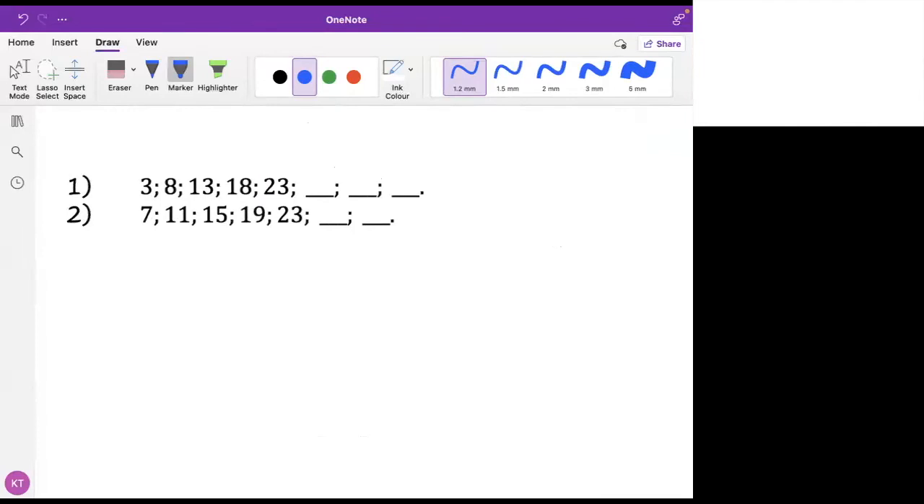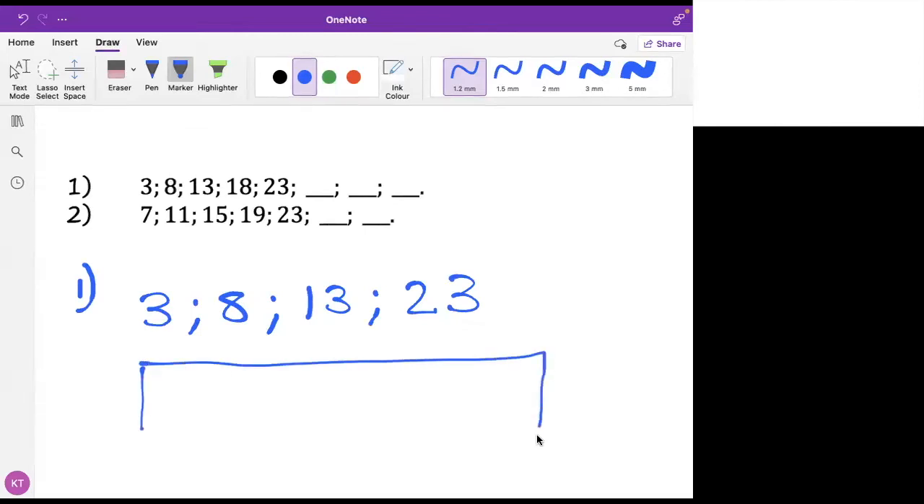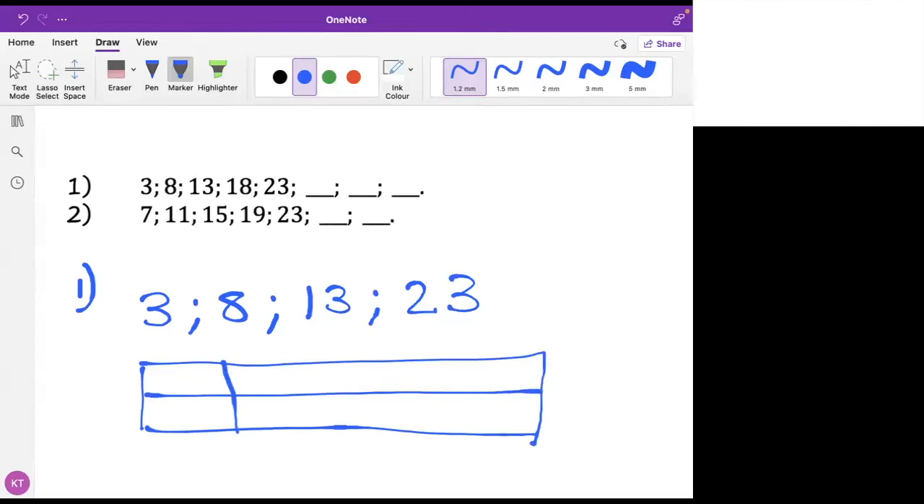Let's have a look at these last two questions. So number one, I have 3, 8, 13, and 23. If I want to do the sum the way we've been doing it tonight, I would draw myself a nice table. I would tell myself that this is N and this is TN, as they call it. N is the term number. So I have term number one, term number two, number three, number four, number five, and so on and so on.